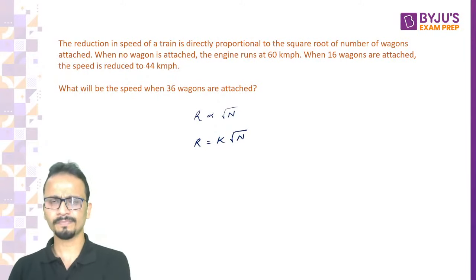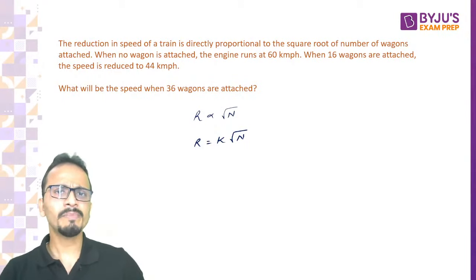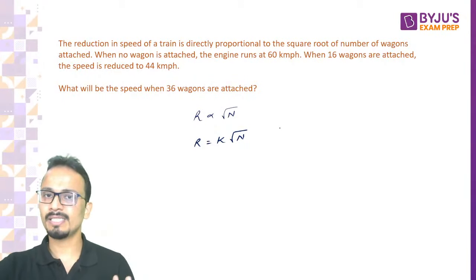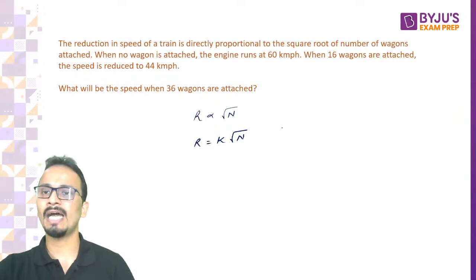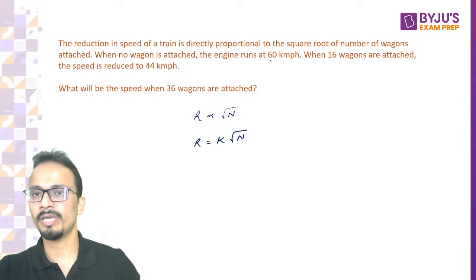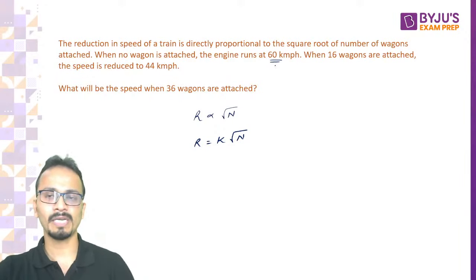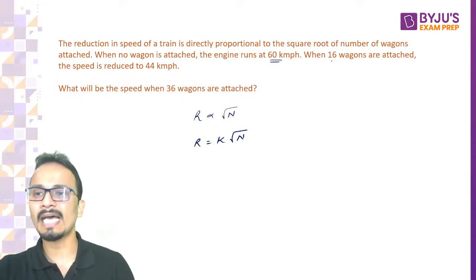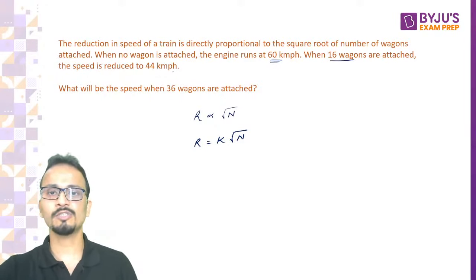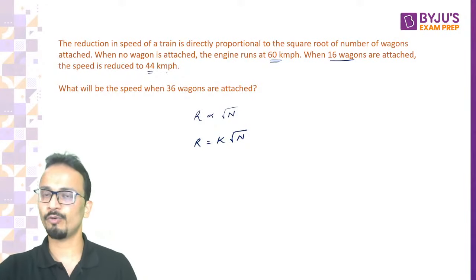Now the next statement says that when no wagon is attached, the engine runs at 60 km per hour. So in the absence of any wagon, the speed is 60 km per hour. Now, as soon as I attach 16 wagons, the speed is reduced to 44.